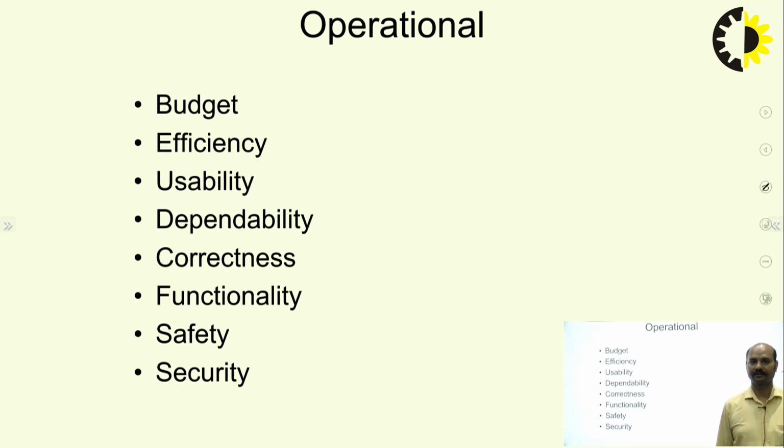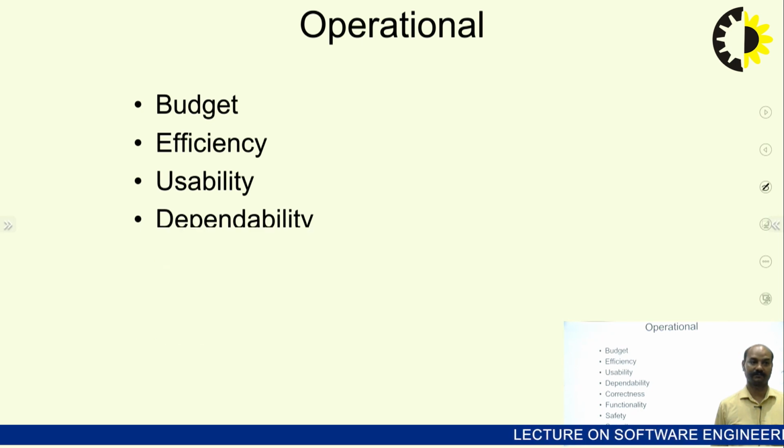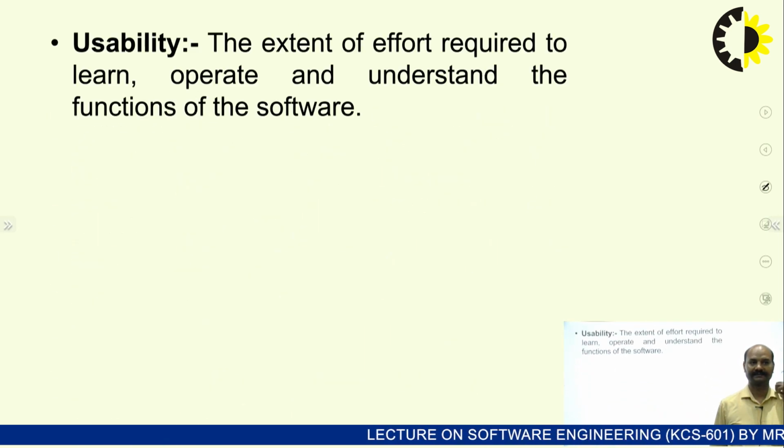For operational, the main focus is on the budget. The software must be in the budget. Software must be efficient, with usability, dependability, correctness, functionality, safety and security. These are all the operational characteristics of the software. So let's take them one by one.